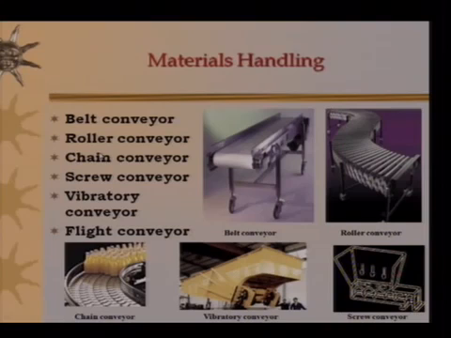Now coming to material handling. Material handling is again a very important aspect in food processing. Now there are different kinds of conveyors or material handling equipment which are used in the food industry. I will just list them out for you. That is belt conveyor, roller conveyor, chain conveyors, screw conveyors, vibri conveyors, and flight conveyors.